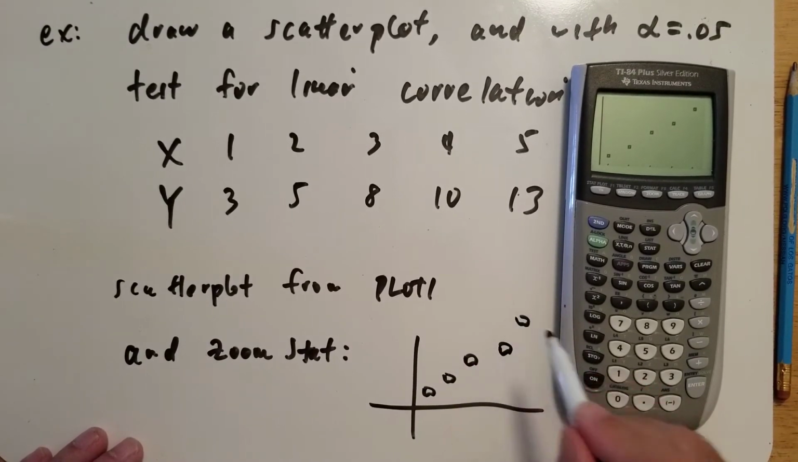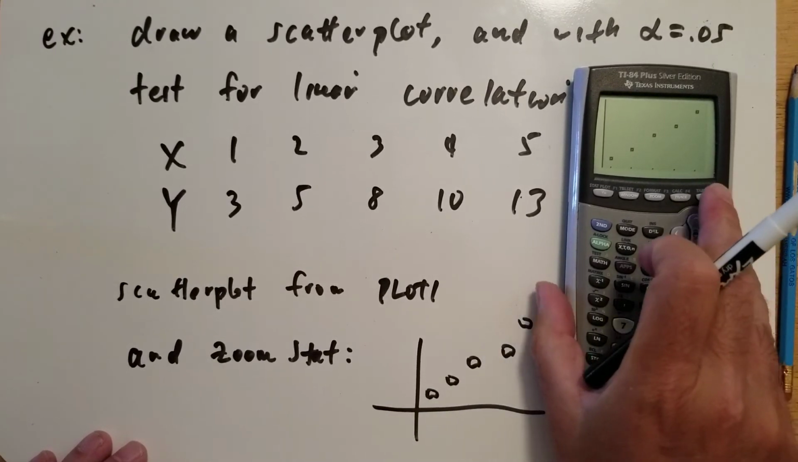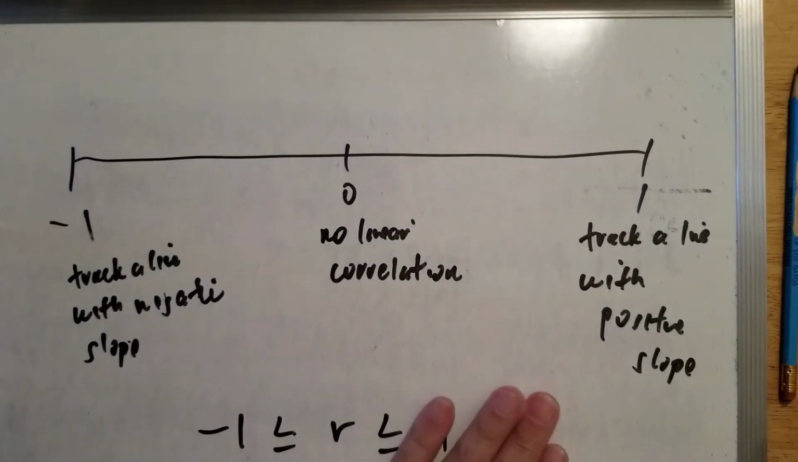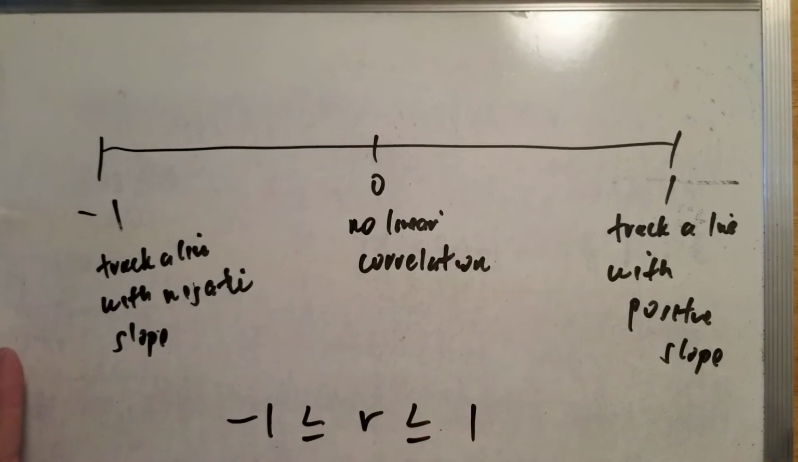1, 2, 3, 4. There's the 5 points. They kind of track a line with positive slope. So that's how to get the scatter plot. And then there's actually a hypothesis test involved with testing for linear correlation with alpha equals 0.05. So the next step is, as with all hypothesis tests, there's 3 steps.